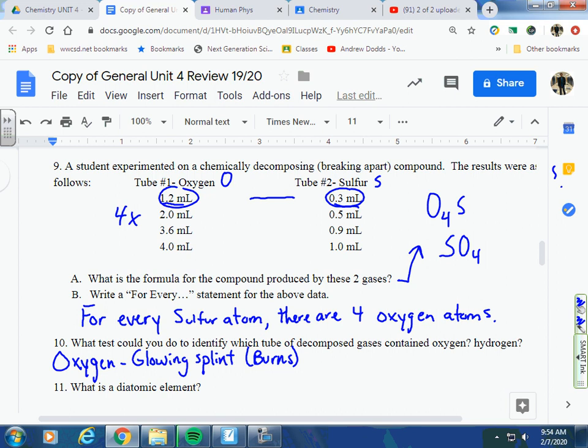And so if you've got a sample that you think is oxygen, what you can do is burn a wood splint. You can blow it out so it's just glowing orange. It's still glowing. If you put that into a sample of pure oxygen, it's going to light back up. Okay, so it'll go back to burning. That's the oxygen test.